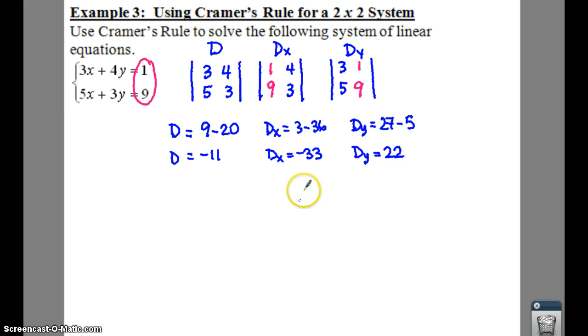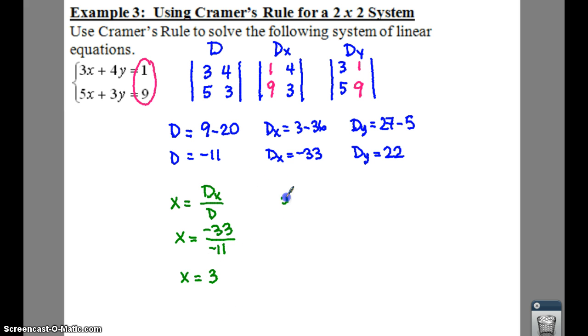So that's the part that you've learned previously with determinants, and this next part is not going to be too bad. If we're trying to find out what x is, we're just going to take the determinant D sub x and divide it by D. So we have negative 33 divided by negative 11. Your x value then ends up being 3.